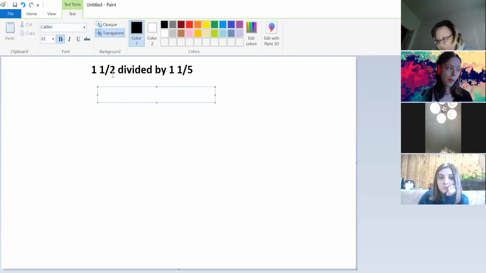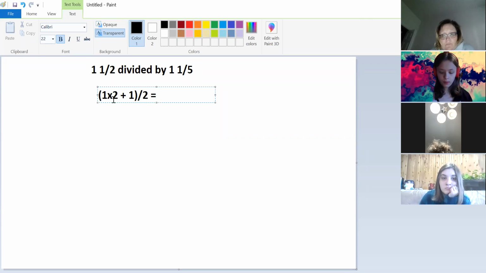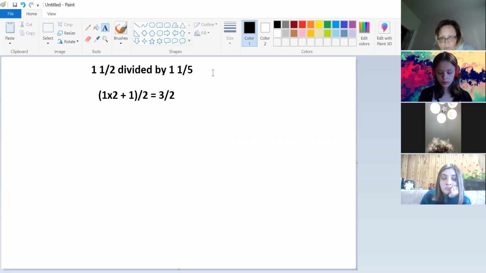Okay, how do I do that? I take the denominator times 1, plus 1. So it's going to be 1 times 2 plus 1, and that whole thing's going to be divided by 2, right? And so here I've got 1 times 2 is 2, plus 1 is 3, divided by 2. So it's 3/2, right? That's equal to 1 1/2, right? You with me?